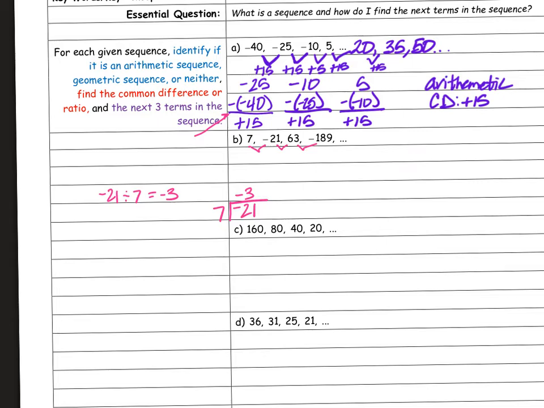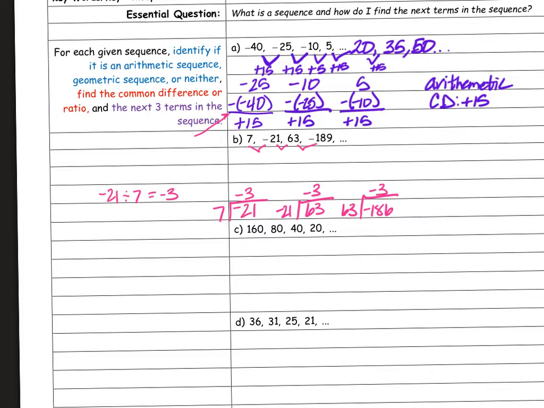And then I'm going to do the next two terms. I'm going to say 63 divided by negative 21. Well, that is also negative 3. And then I can do it again. Negative 189 divided by 63 is negative 3. Good job. So how am I doing it?